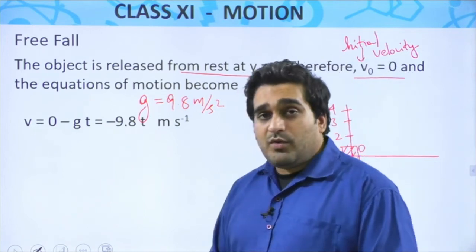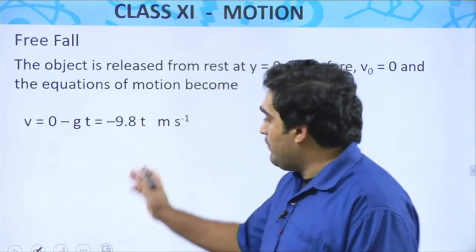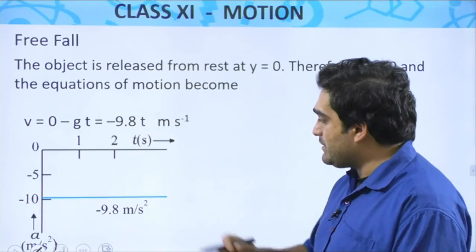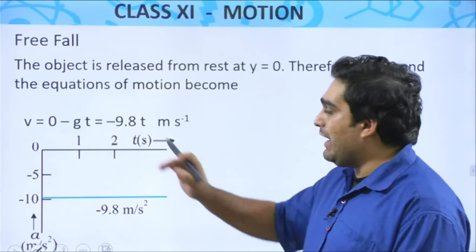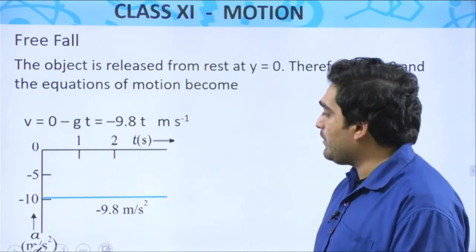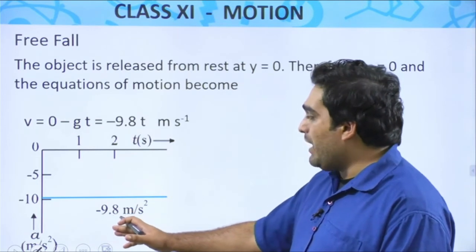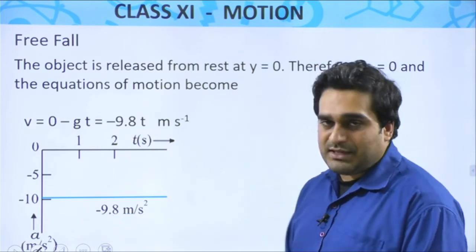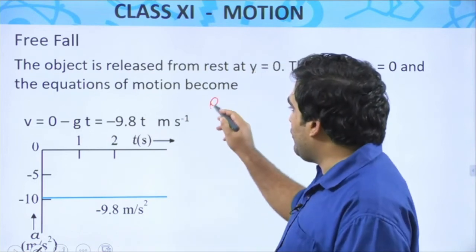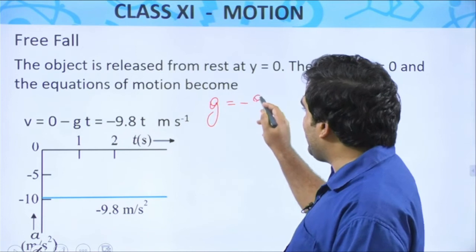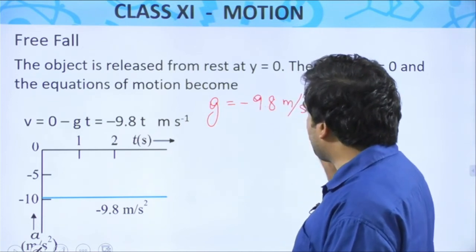So for this, we will plot a graph. So here's the graph that's been plotted, where you have acceleration and time mentioned. Notice the acceleration is roughly about minus 9.8 meter per second square. Now why is that g value taken as negative 9.8 meter per second square?